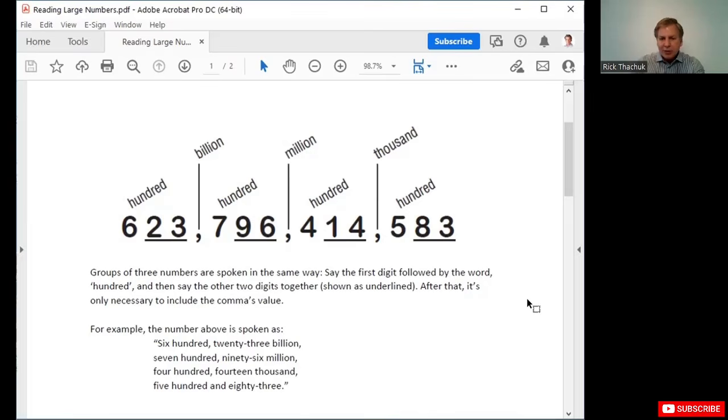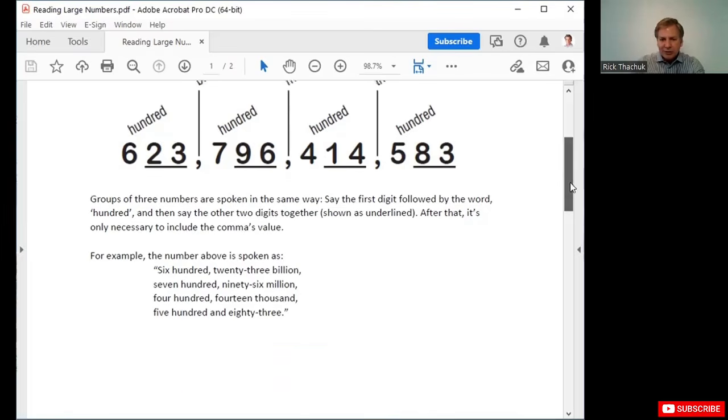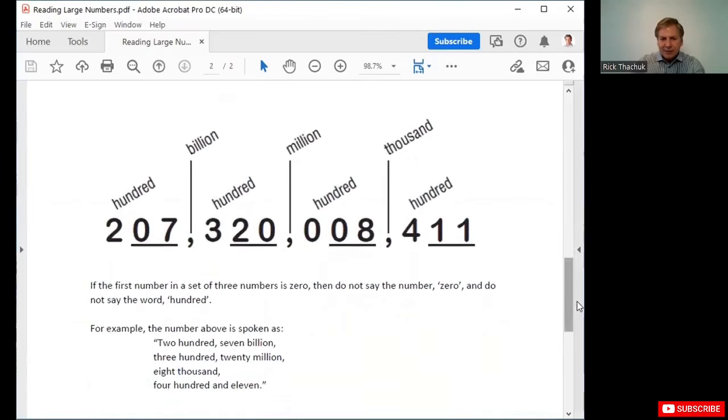Okay, now things get a little bit more complicated when we have some zeros in there. So let's take a look. Now you see this number, we have some zeros. Well, this number is still just 7. This number is 20. When we have a 0 in the first place of our 3 numbers, then we do not say the 0 and we do not say the word 100. So this number would be spoken as 207,320,008,411. Can you repeat that for me, please?